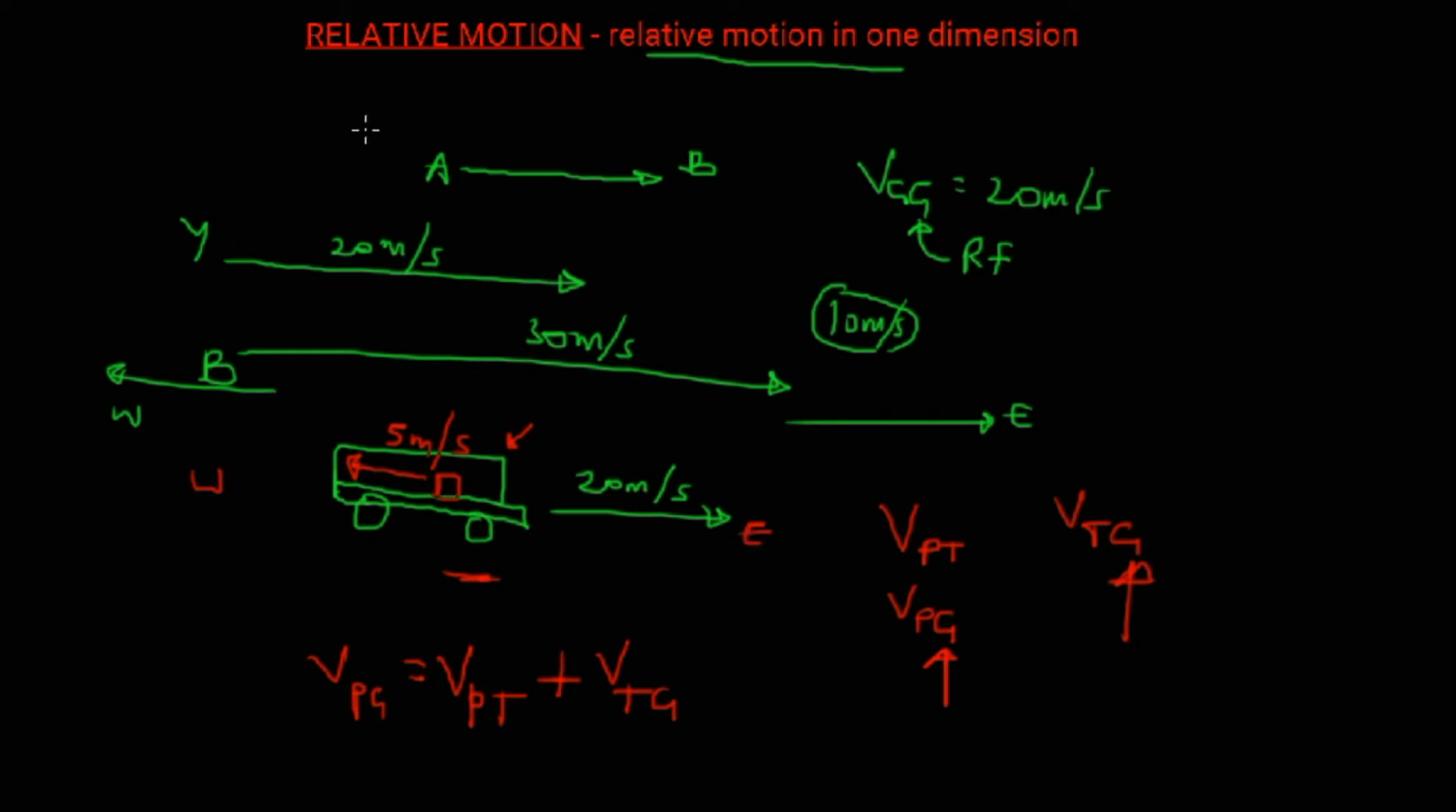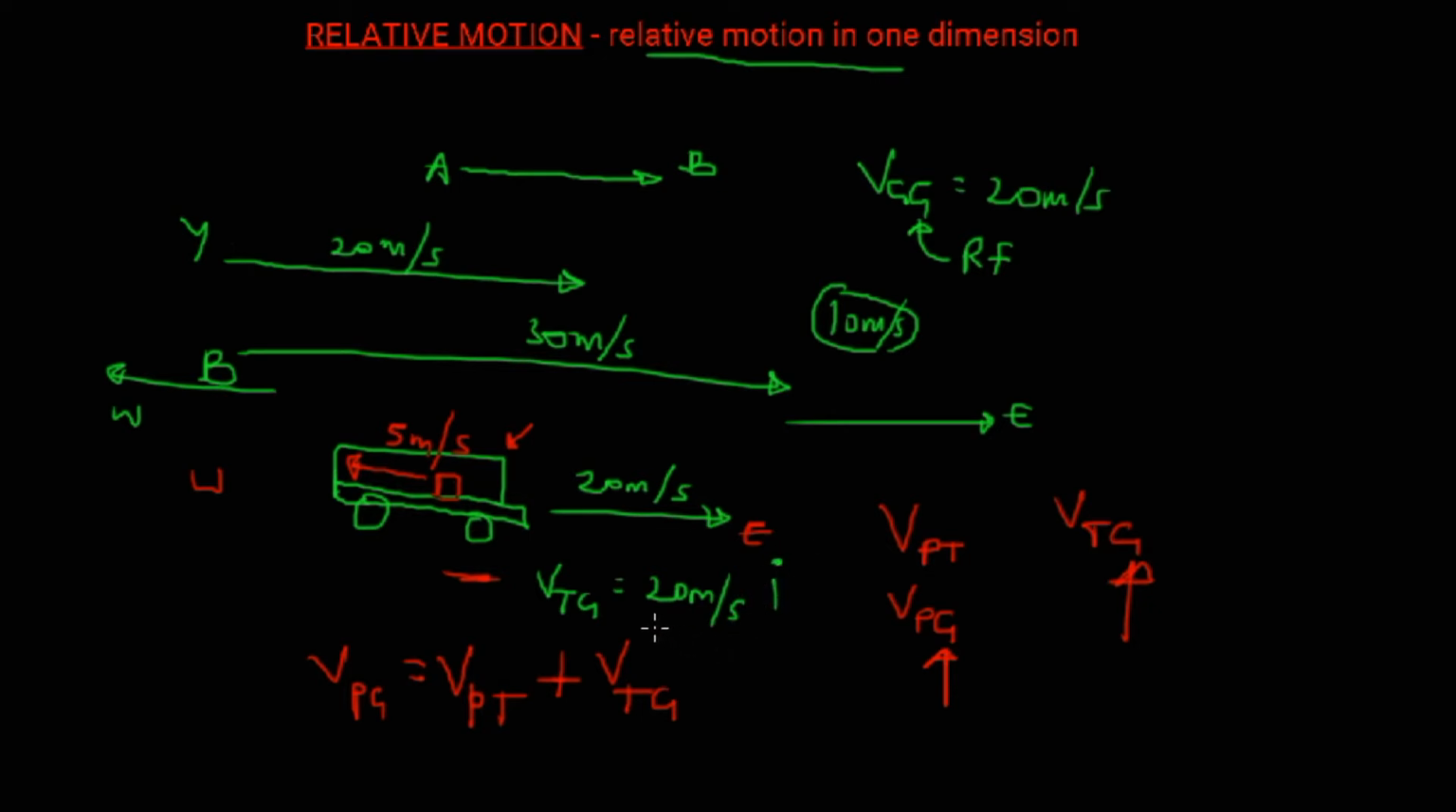If we want to represent them using the vector symbol, we can say that the 20 meter per second is the relative velocity of the train relative to the ground. Let's say it is along the positive x-axis.